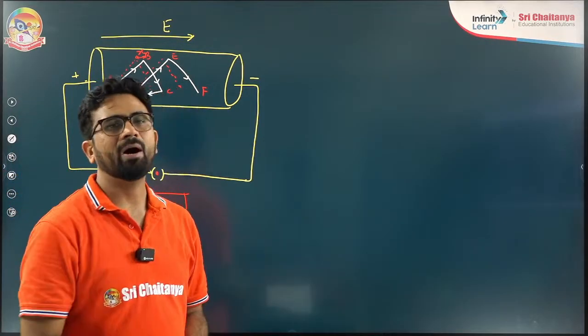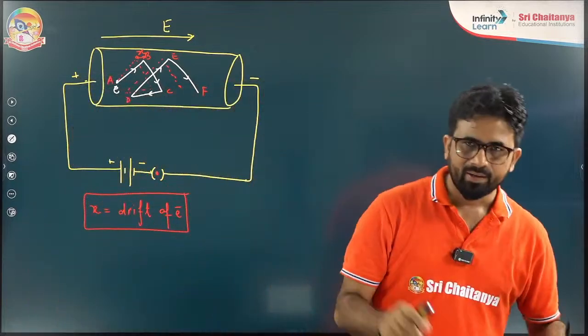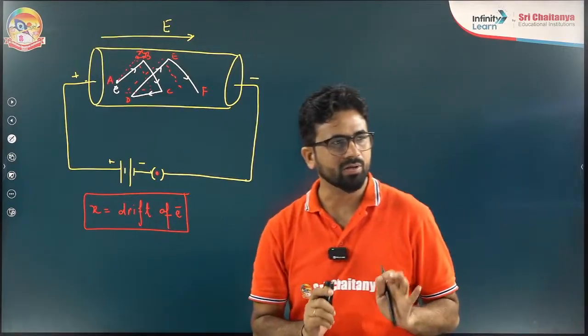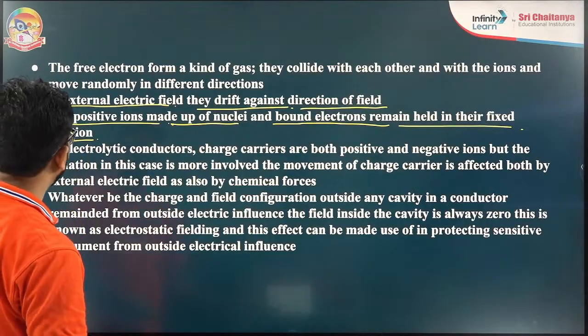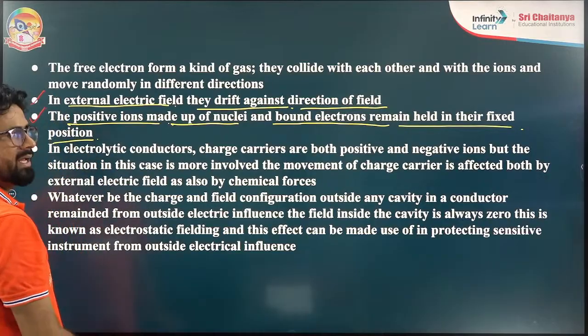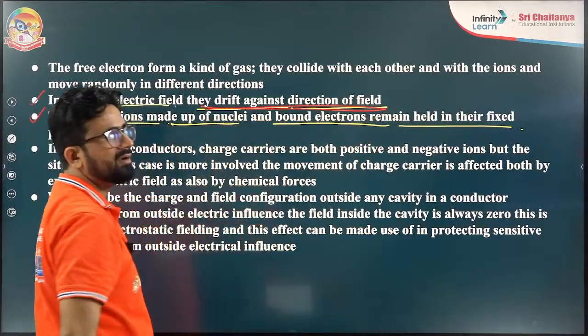But the other bound ions or bound electrons remain fixed in their position. They are not going to change. Now this concept is clear. Now I am taking you to this part. Now you understand point number 2 and point number 3. What is happening in an external field? They drift against the direction of the field. This is the meaning of drift.